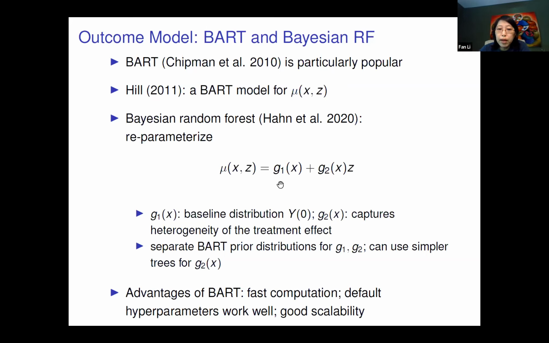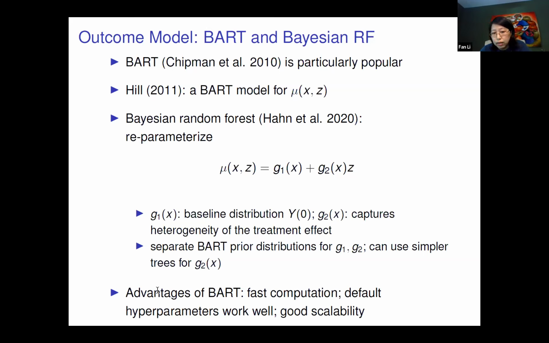So that was the idea. Their main idea is that the outcome surface might be complex, but the CATE surface, the difference between Y1 and Y0, might not be as complex. So the complexity of the baseline distribution and of the heterogeneous treatment effect might be different. Based on this reparameterization, they impose separate BART priors on each part of the model. And because there are two trees, it becomes a forest. Well, I don't know whether two trees is a forest, but that's where the name comes from. Okay, so that was the idea.